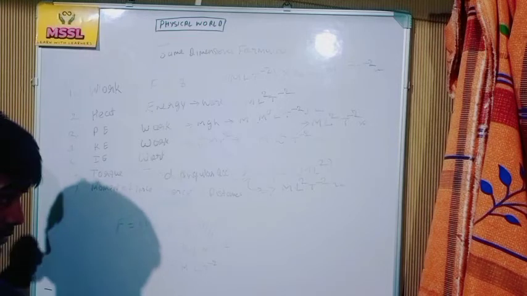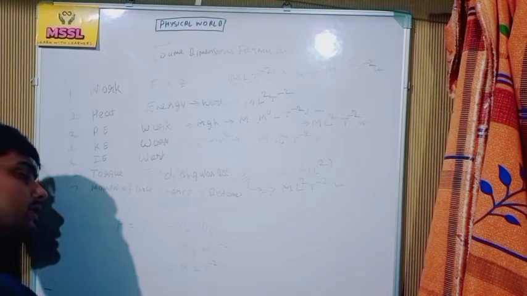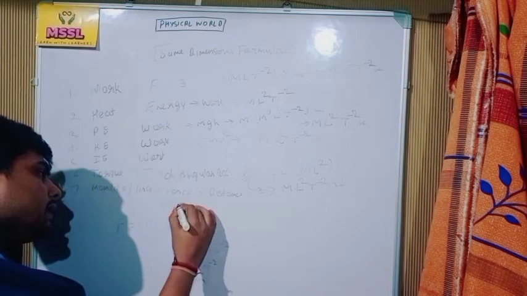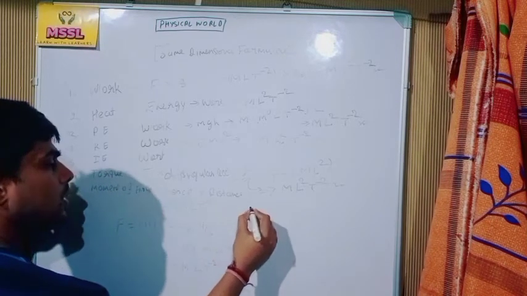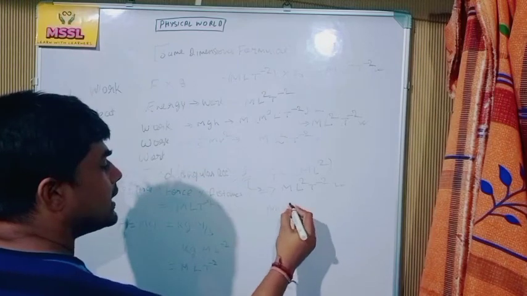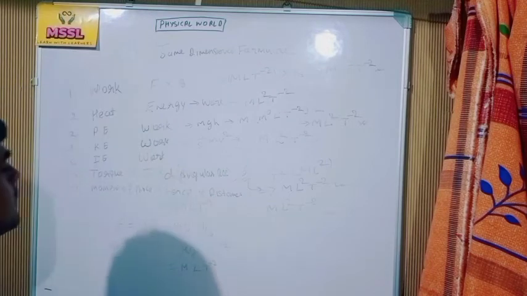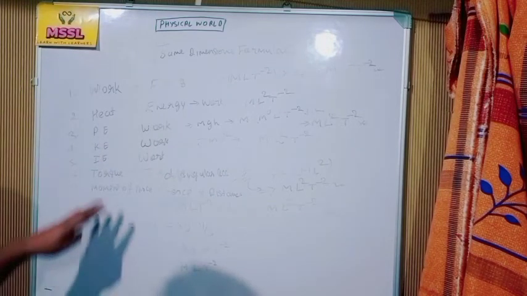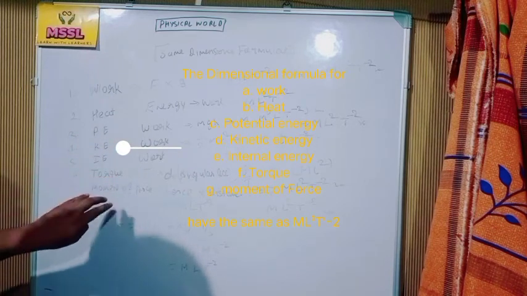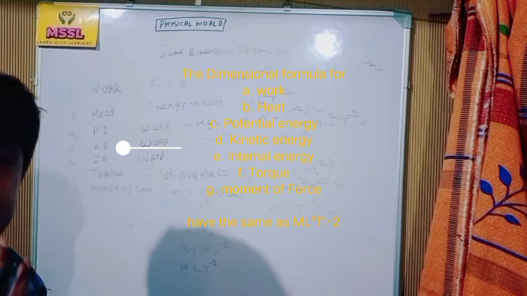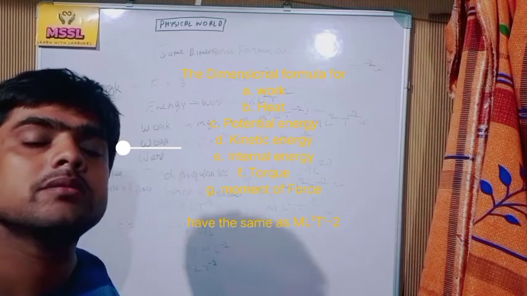Similarly, for the moment of force also we can write force. The dimension of force is M L T minus 2 times L, which is again we can write as M L square T minus 2. Okay. So from all this we have seen that the work, heat, potential energy, kinetic energy, internal energy, torque and moment of force have the same dimensional formula, which is M L square T minus 2.